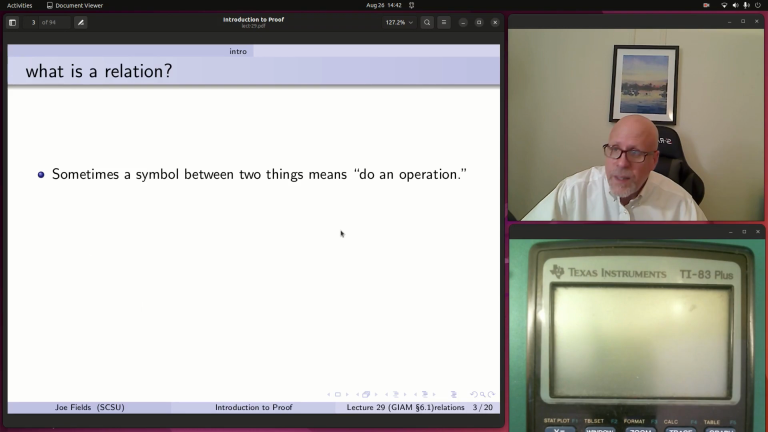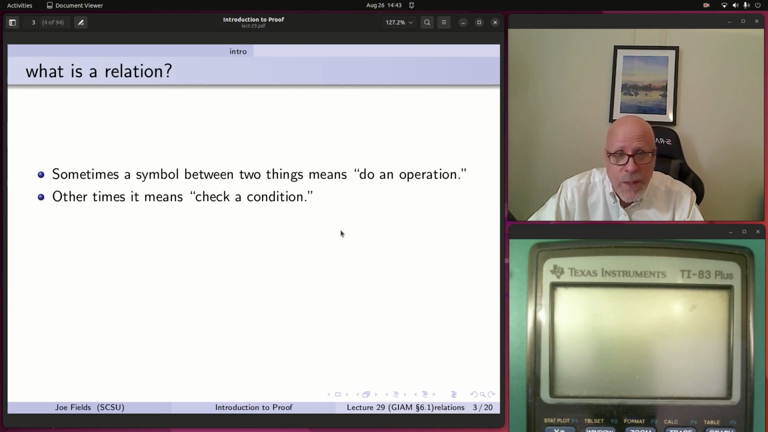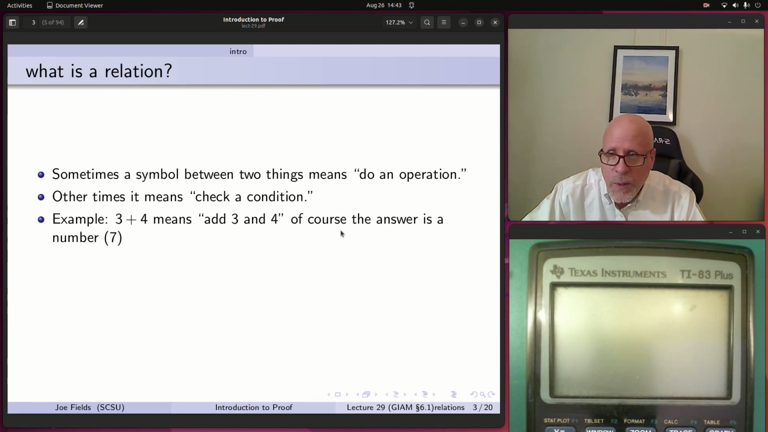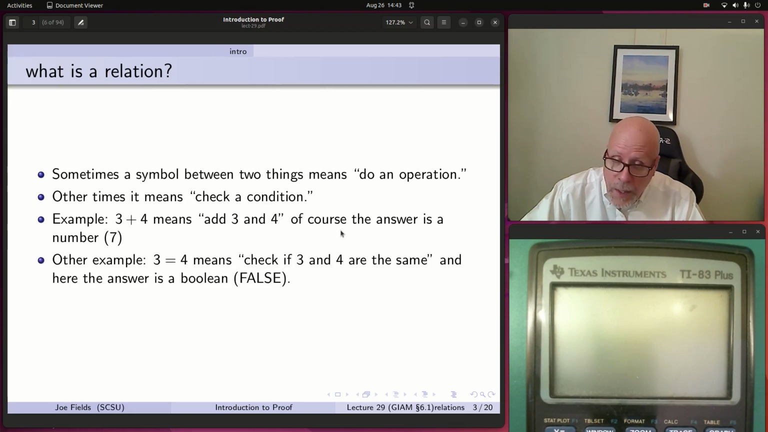So first, what exactly is a relation? Well, let's just focus on symbology. Sometimes you put a symbol in between two numbers and it means do something. Other times it means check something. For instance, if you put a plus sign in between the numbers 3 and 4, it means add them. Of course, you get something numerical when you do that. You get 7. On the other hand, if you put an equal sign between 3 and 4, I know they're not equal, but it really does mean this: check to see if they are equal. And the answer is no, they're not. So you actually get a Boolean thing. You get a false value from evaluating that relation symbol stuck in between the numbers.